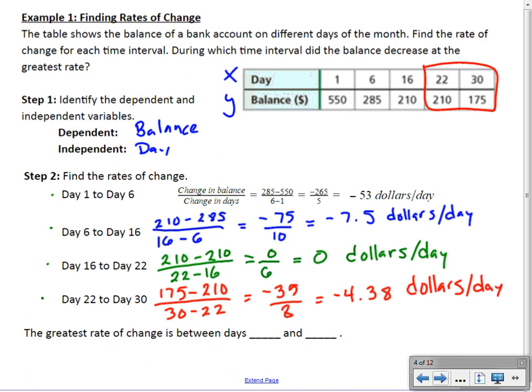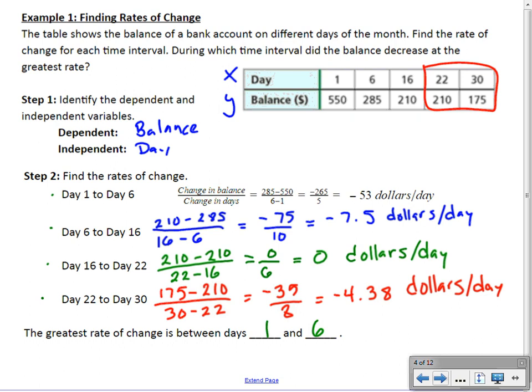So now we want to look back and figure out where was the greatest rate of change. When were we spending the most money per day? Okay, and that takes us back to day 1 to 6. Day 1 to 6, we were spending the most per day, giving us our greatest rate of change. So this is just one example of what rate of change is.